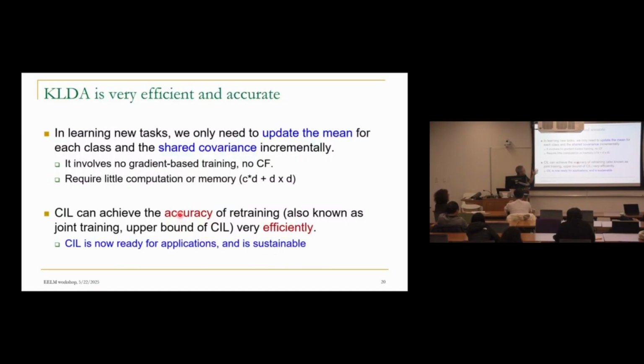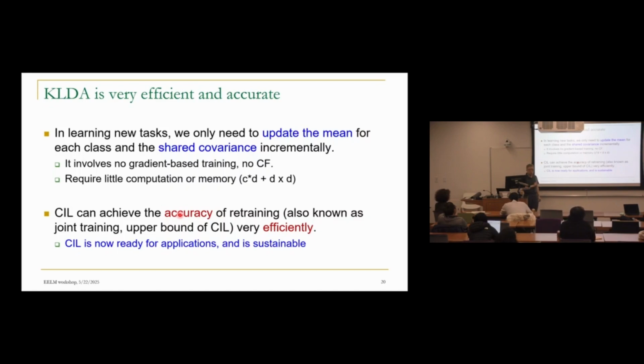We want to do accurate, and we also want to do efficient continual learning. We just showed you it's accurate. Obviously, this is very efficient too, because there's a closed form solution. You only need to keep updating your covariance. The mean involves no computation.